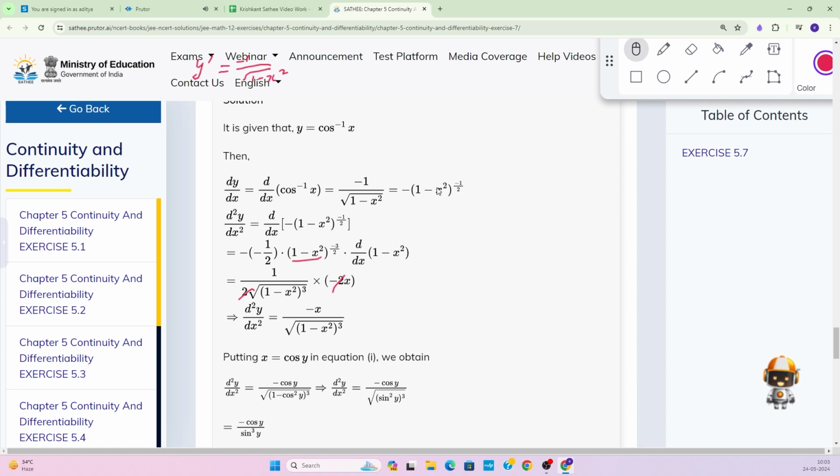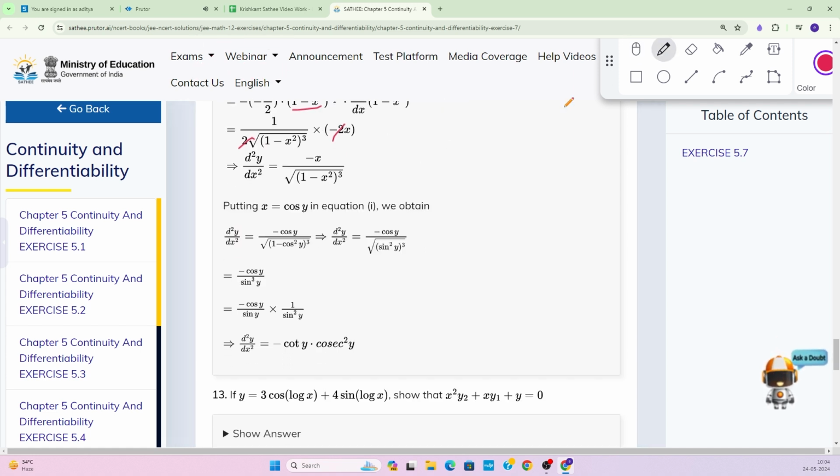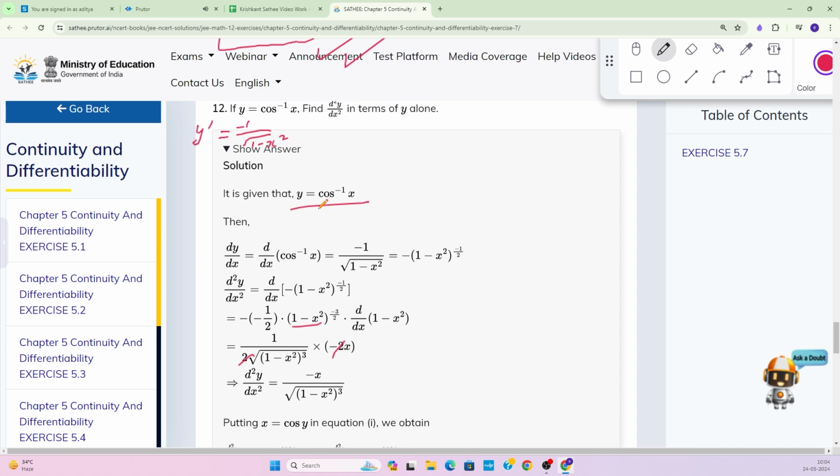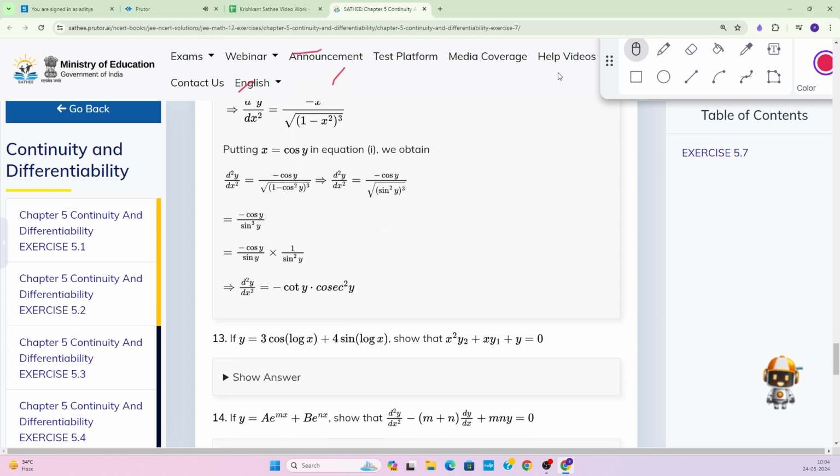Okay, now what you have to do is put x equal to cos y. Why am I saying that? As it is already written over here, it is given that y is equal to cos inverse x, and this means cos y is nothing but x. That's why we can substitute this. So substitute x equal to cos y. You will have minus cos y divided by root of 1 minus cos square y whole cube. This means minus cos y divided by sine square y whole cube. So this will be sine cube.